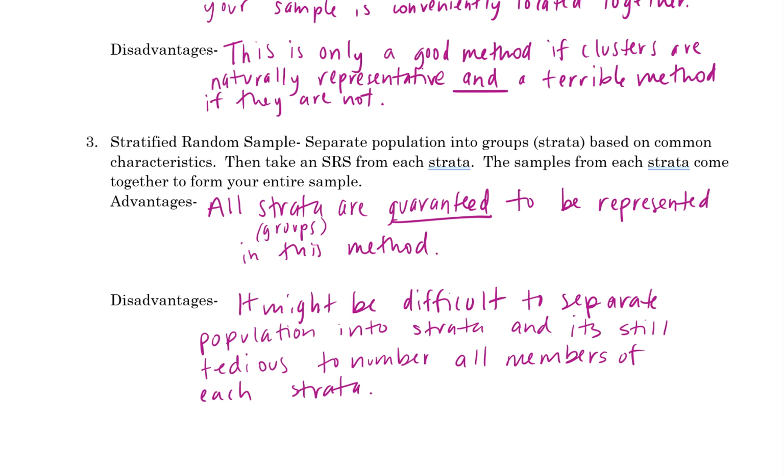But if you can do a stratified random sample, it is great because you can guarantee that your groups will be represented. Okay? So that's sort of a picture of advantages and disadvantages, which hopefully you came to these conclusions yourself a little bit.